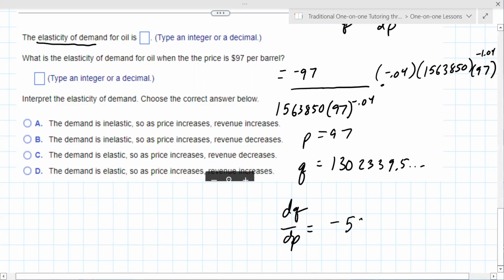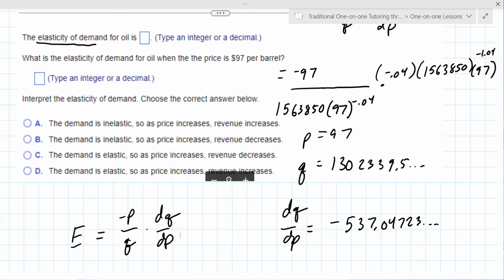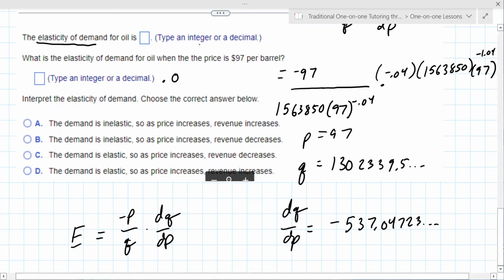And that is minus 537.04723, blah, blah, blah. So now what I'm doing in the calculator is I'm combining the P and the Q and the dQ/dP, but I'm letting the calculator do all of it, like assigning variables, and then you just read your answer out of that. So that, believe it or not, it works out really nice. It ends up being 0.04.